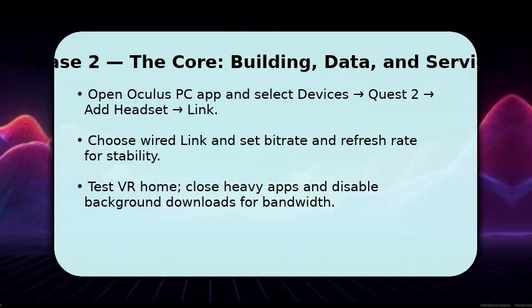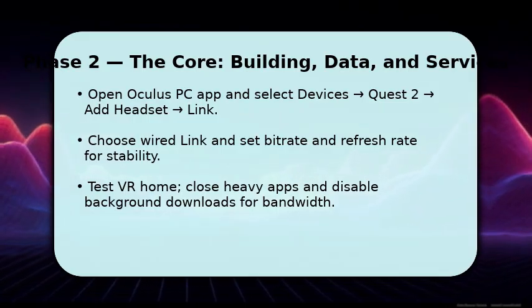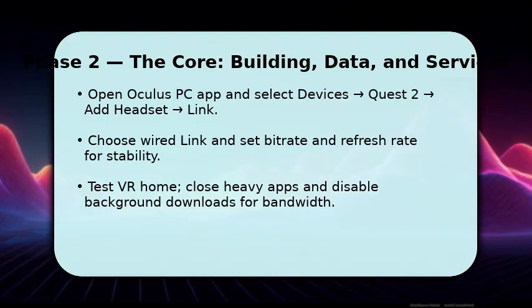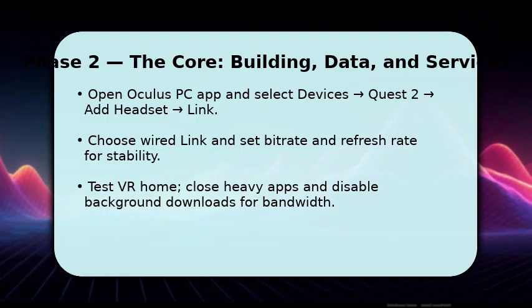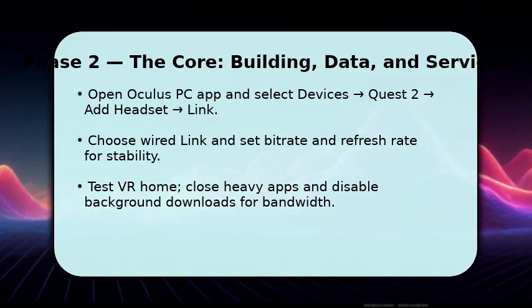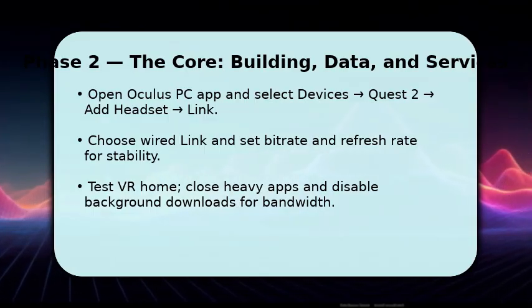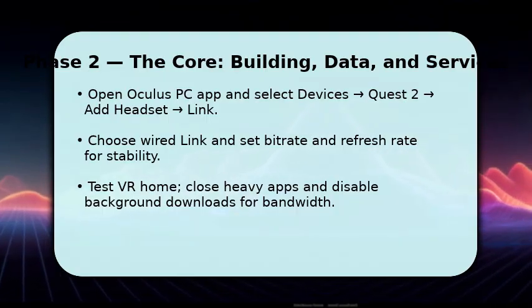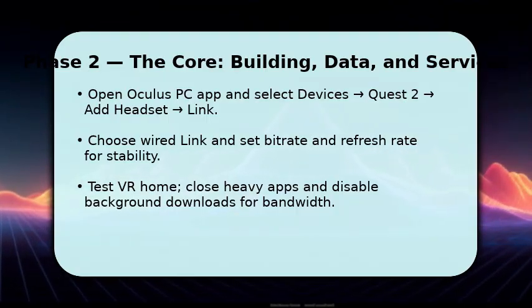The headset will show a connecting screen. If performance stutters, reduce the bitrate and select a lower refresh rate. This trades fidelity for frame stability. Make sure your GPU drivers are current and the PC isn't thermal throttled. Once the VR home loads, try a simple app to confirm stable frames before jumping into demanding titles.